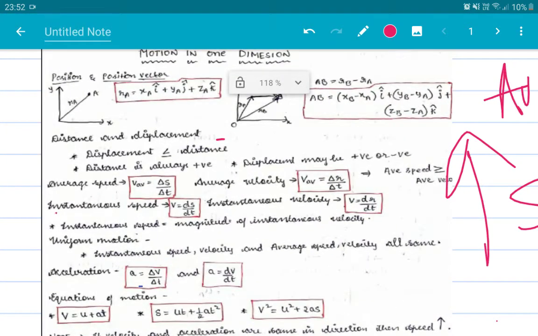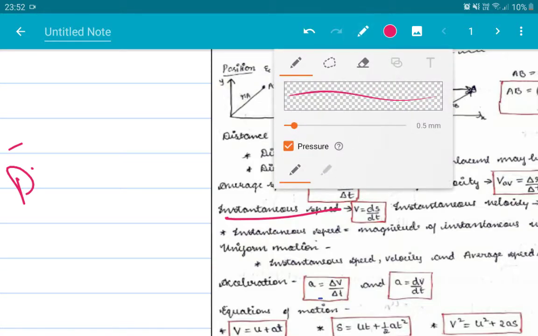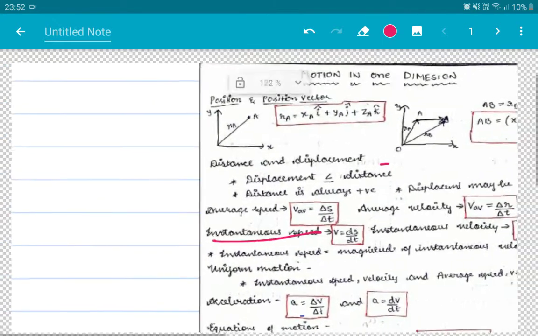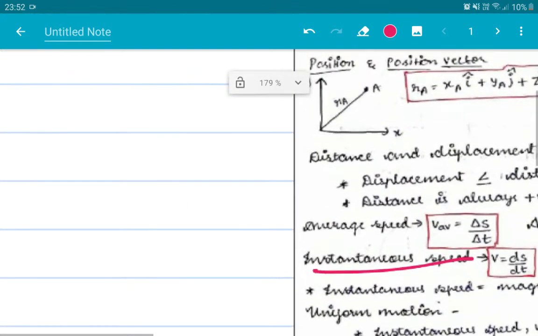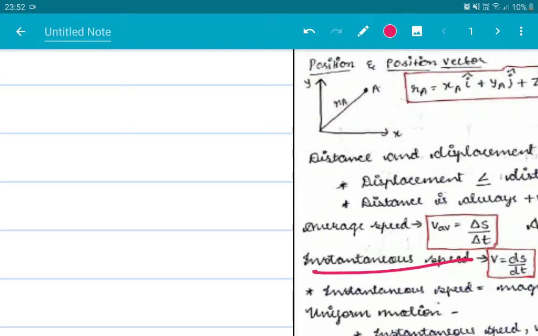Then instantaneous speed. What is instantaneous? You want it at a particular period of time. I'll explain what is instantaneous, with an example, and how and where it is used also. This is particle A. Like this is a car that moved up to B.